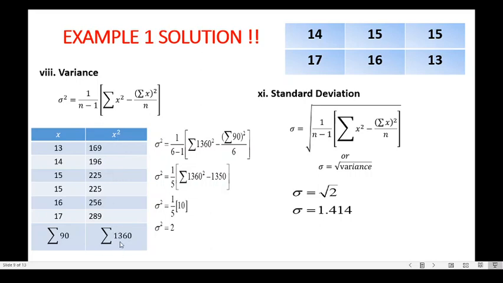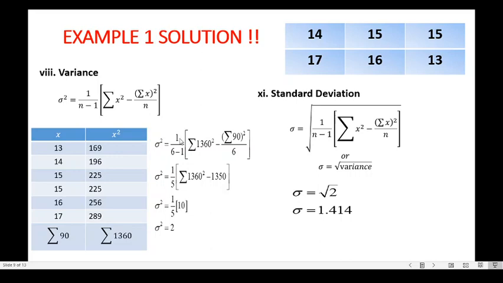So at the end you will get 1360. That is the answer for the sum of x powered by 2. And the sum of x is actually 90. Just now, the first mean that we calculated, the value is 90, so take the same sum. After we prepare these sums, only then we put them in the formula of variance.